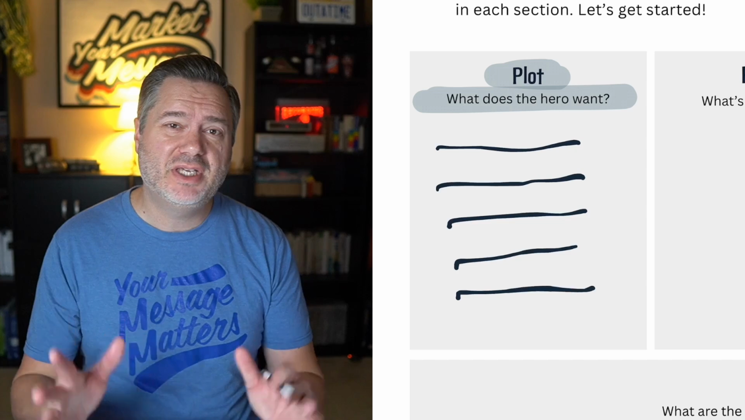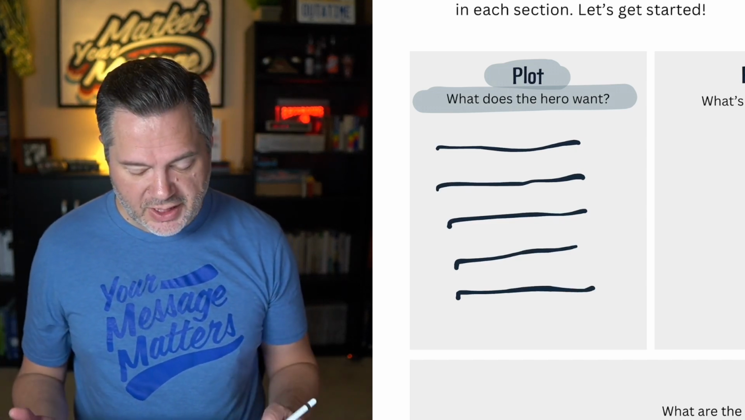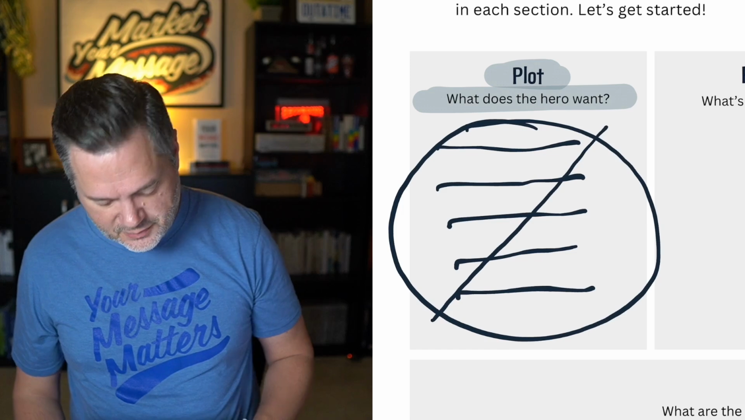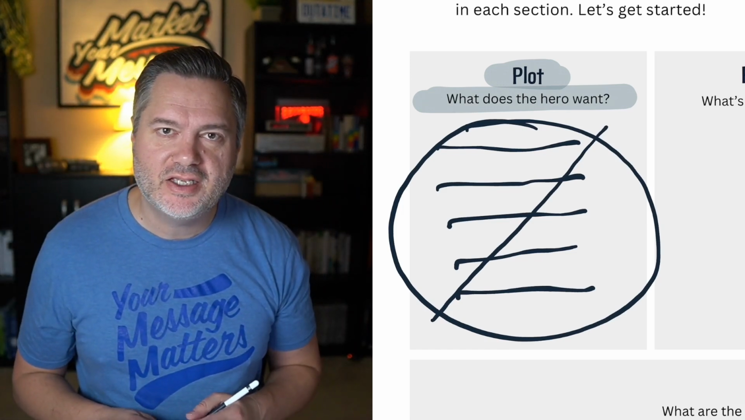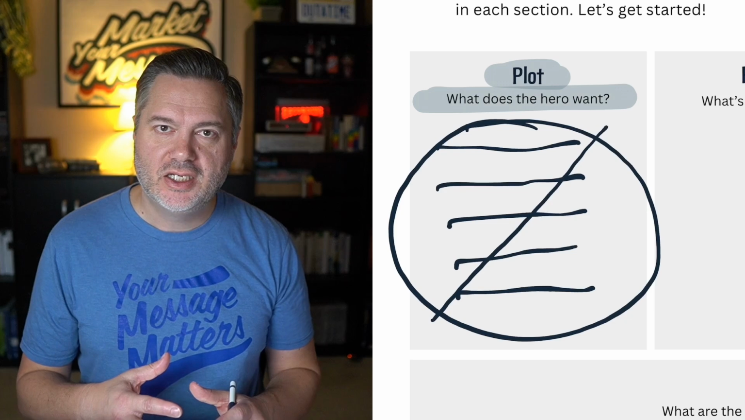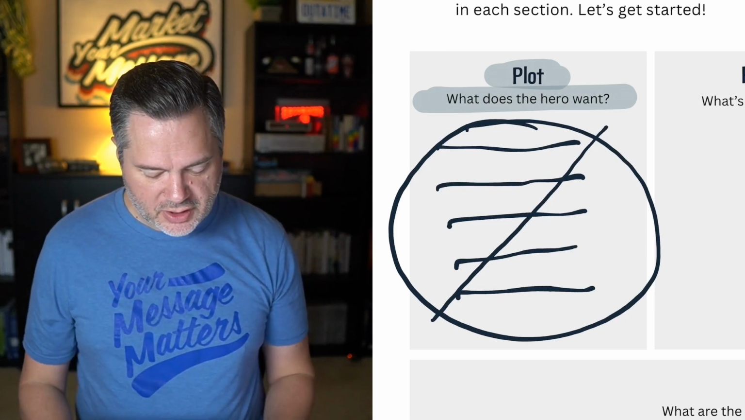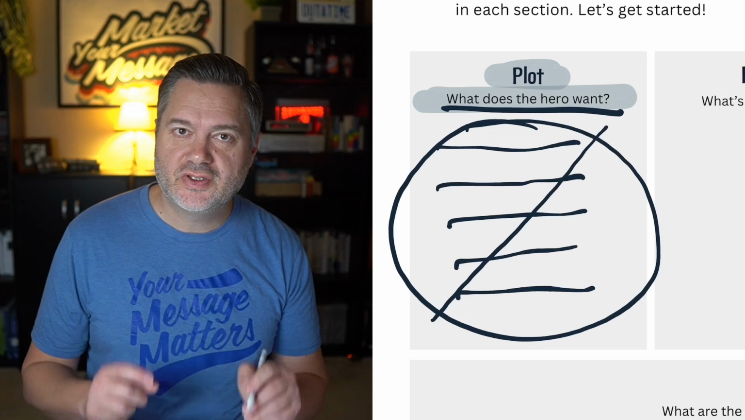And here's the big mistake that a lot of course creators make. They try to create a course that solves all of them. No, you want to hone in on something very specific. So find that specific thing, the specific thing for your course. And once you get really clear on what does the hero want, now we can move to step 2.